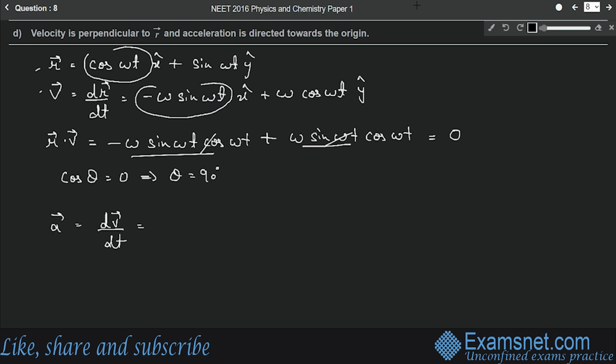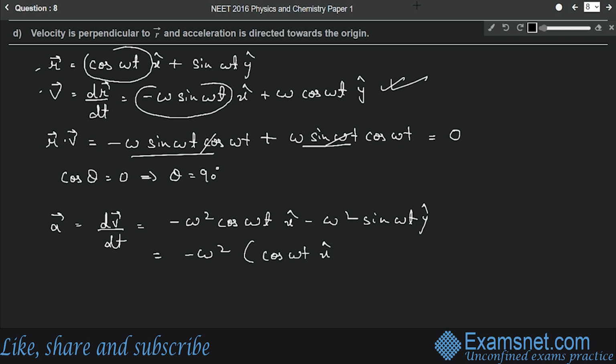So on differentiating, we'll get minus omega square cos omega t x cap minus omega square sine omega t y cap. This is the differentiation of velocity, this one, right? So if we take minus omega square outside the bracket, inside the bracket what will be left? Cos omega t x cap plus sine omega t y cap. Okay, so this thing under the bracket is the same as the position vector, right? So we can write that acceleration is equal to minus omega square into r cap.